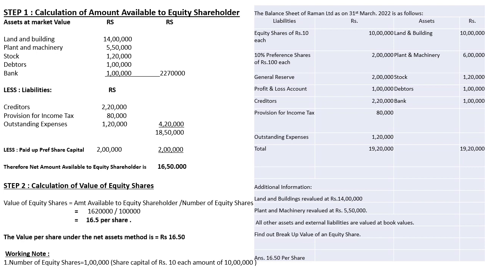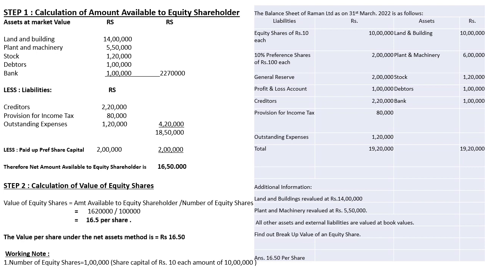In the first step, we are going to take all the assets at market value. So we take only the tangible assets, and in this problem sum only tangible assets are given. Land and building value is 10 lakh, but in additional information they have revalued it at 14 lakh. So this is the market value, and we take the market value of assets. So land and building will be taken as 14 lakh. Plant and machinery is given as 6 lakhs, but it has been revalued to 5 lakh 50,000. So we'll write it as 5 lakh 50,000.